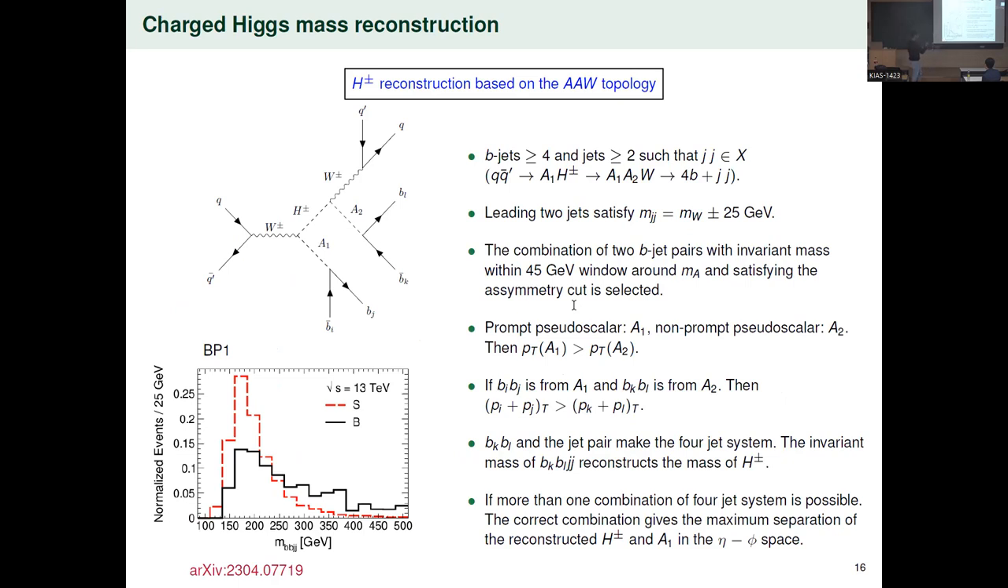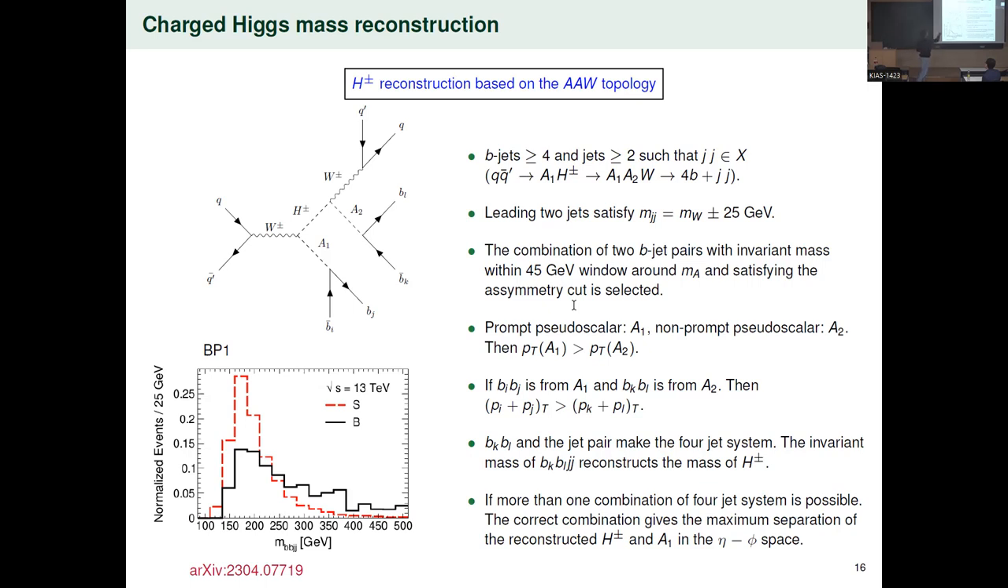If we see the Feynman diagram for the AAW mode only, this A1 is the prompt pseudoscalar, which is produced in association with this charged Higgs. So this A1 and this charged Higgs are supposed to be highly separated from each other. Since A1 is the prompt pseudoscalar, I can assume that its transverse momentum is higher than that of the non-prompt pseudoscalar. The non-prompt pseudoscalar comes from the decay of the charged Higgs.